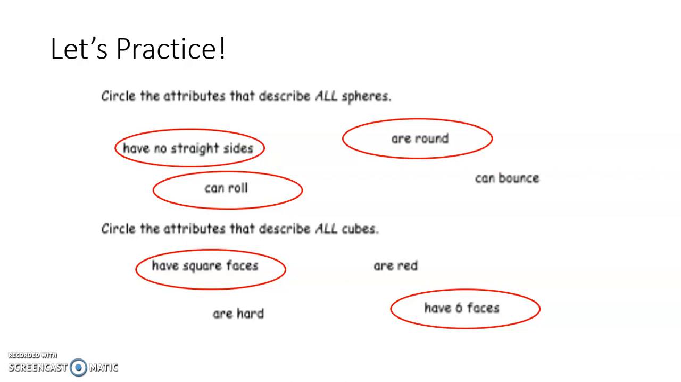Are all cubes red? No. Do all cubes have 6 faces? Yes, and we can see that by just simply counting. Now remember I showed you the pictures of different solid figures, and I asked you to look around your house for something that you can compare it to. So think of a sphere. What is something that we see that is a sphere? Yes, a ball, a basketball, a soccer ball, an orange, even though an orange is not perfectly round.